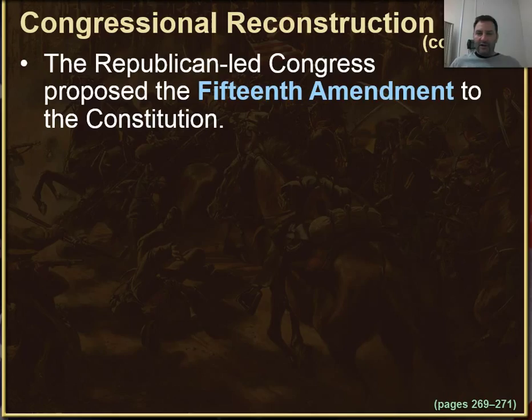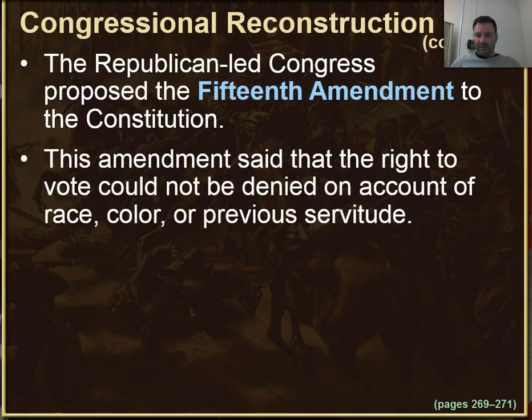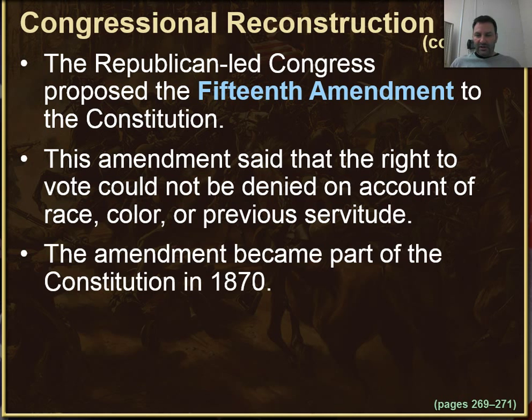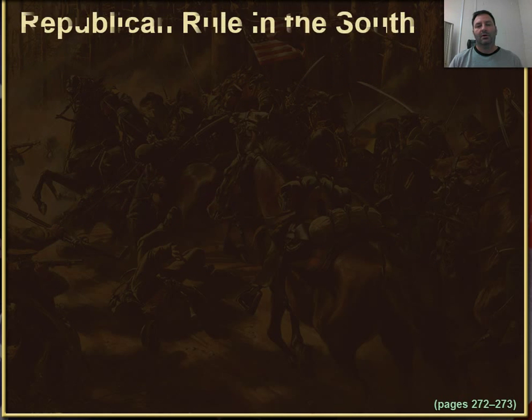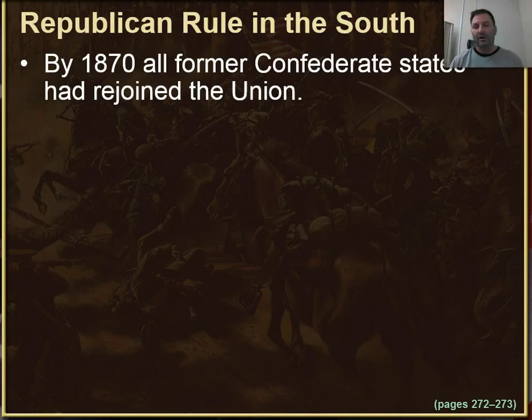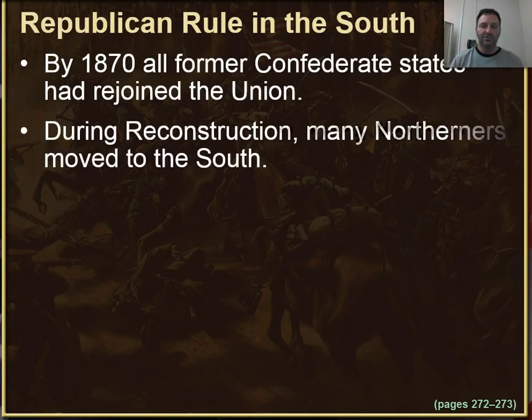The Republican-led Congress also then proposed the 15th Amendment to the Constitution. This amendment said that the right to vote could not be denied on account of race, color, or previous servitude. The amendment became part of the Constitution in 1870. Okay, so Republican rule in the South. By 1870, all former Confederate states had rejoined the Union.